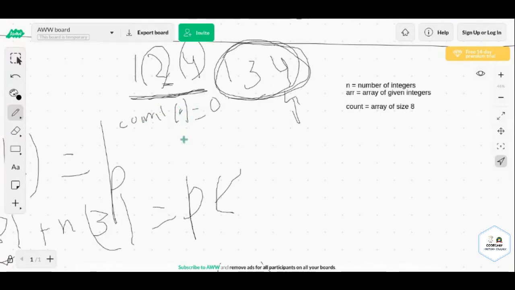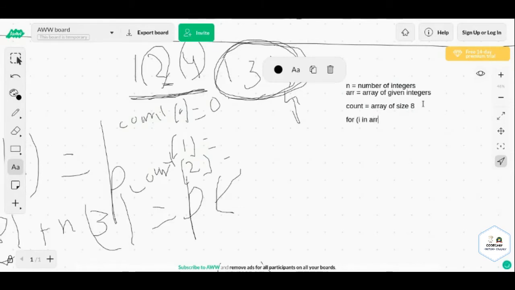We will not be using this, but count of 1 is equal to the number of 1s present in the array arr. Count of 2 will be the count of 2s in the given array, and similarly up to 7. So for each integer i in the array, we are looping over every integer present in this array and simply increment count[i]++, and we need to initialize all to 0 also.